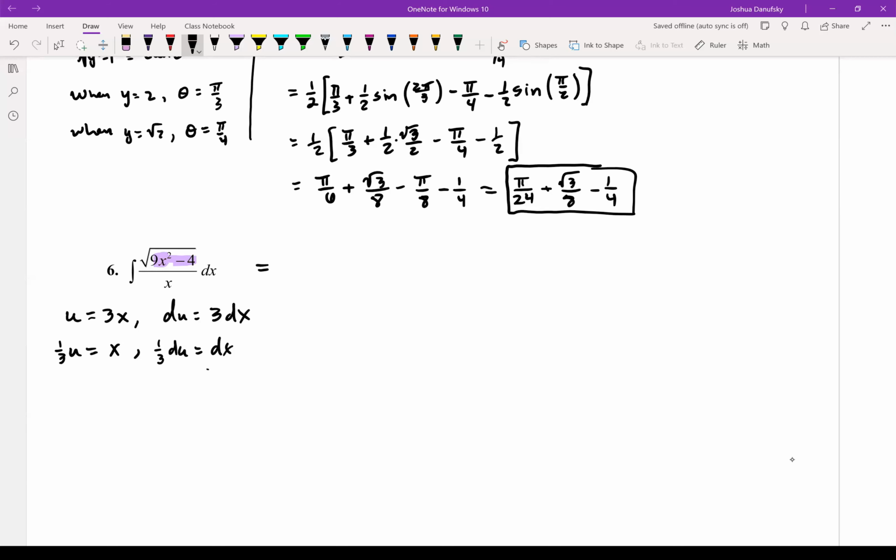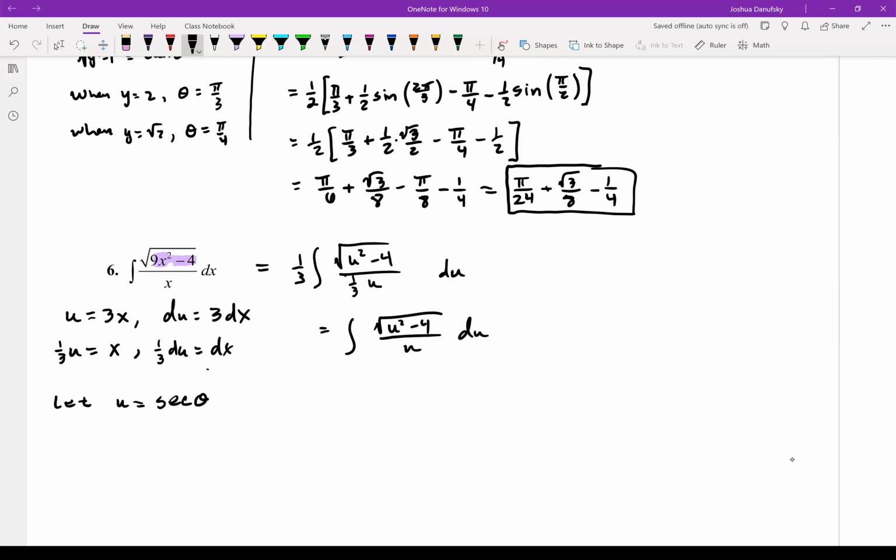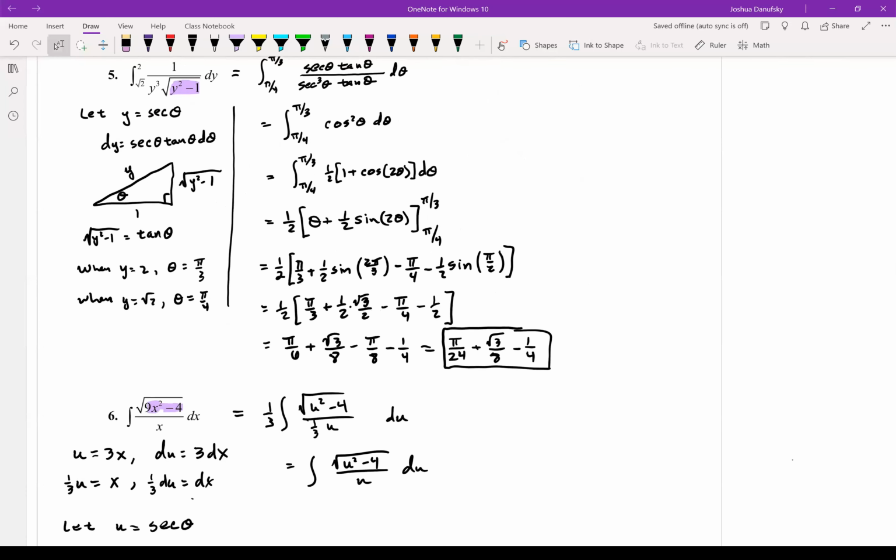So we can rewrite this integral, putting the 1/3 in front. We have our du in back. And we end up with, under the root, u squared minus 4. And in the denominator, we have 1/3 u. The 1/3s cancel. And we now have the square root of u squared minus 4 over u du. Now you're ready to let u equal secant theta. Now you can just follow the steps from above.